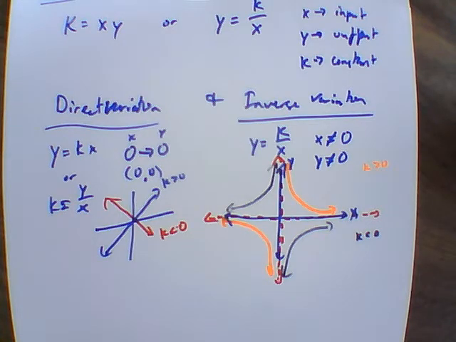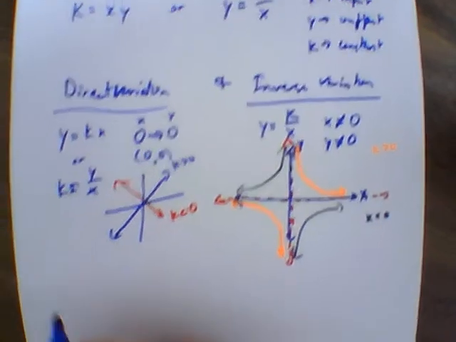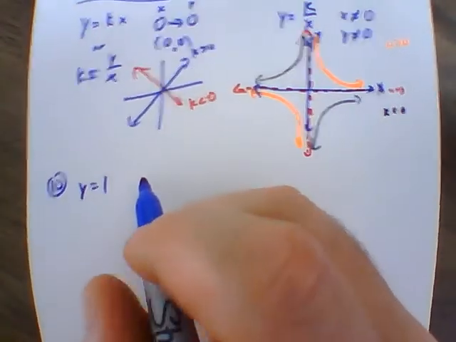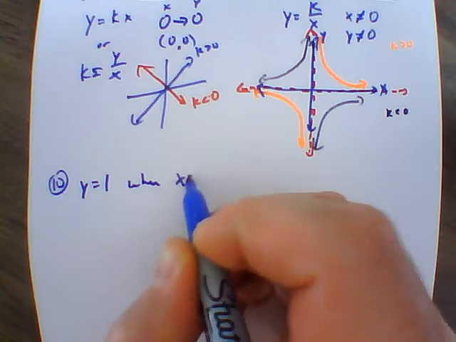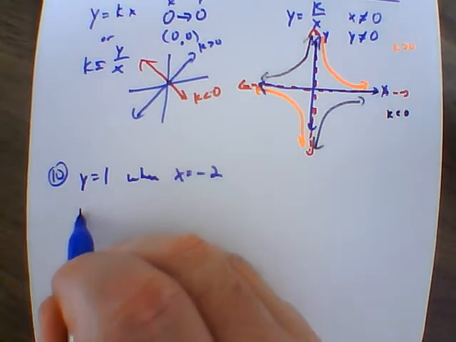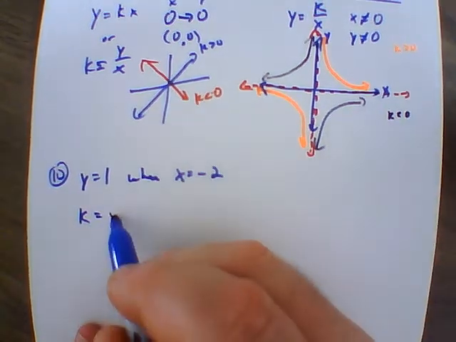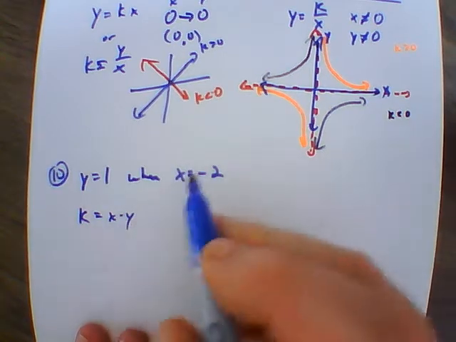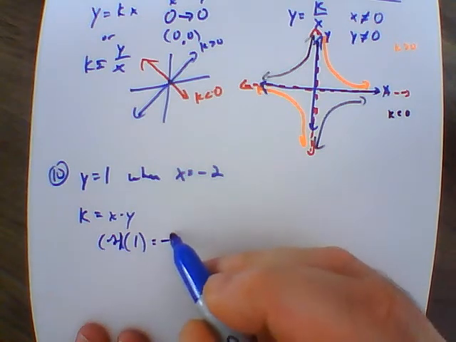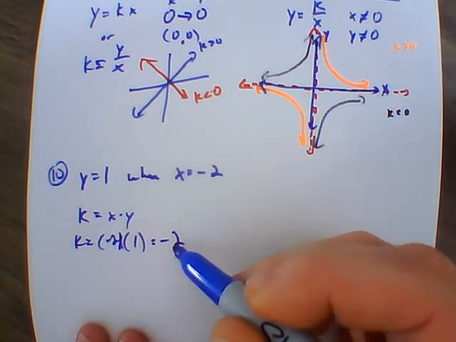So let's start off by taking a look at number 10. If we look at number 10 in our book, we're looking at y equals 1 when x equals negative 2. It says suppose y varies inversely with x. We want to write the equation for this. So do realize we need to figure out what k equals. So remember, k equals x times y. So we're going to take our x, negative 2, and our y, 1. We're going to multiply those together, and we see that k equals negative 2.